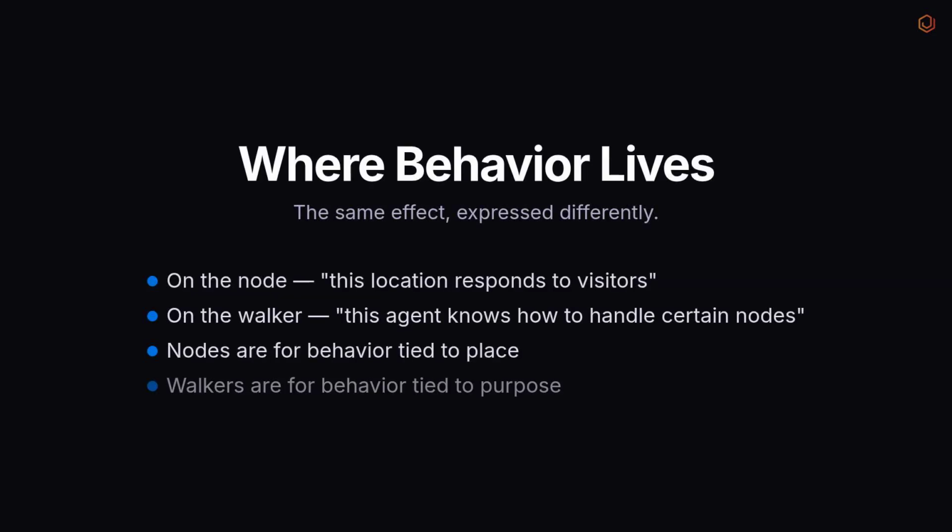One design choice OSP asks you to make: where does behavior belong? Behavior on the node says, this location responds to visitors. Behavior on the walker says, this agent knows how to handle certain nodes wherever it finds them. The same effect can often be written either way, and the choice communicates intent. Nodes are for behavior tied to place. Walkers are for behavior tied to purpose.